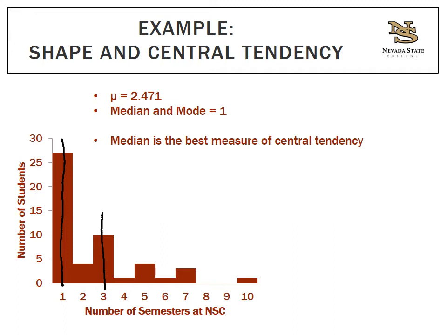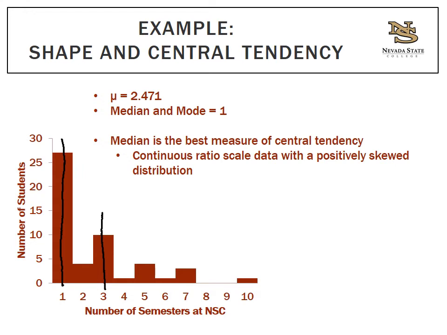Well, it's going to be the median in this case, not only because we can see it's the most accurate, but also because we're working with continuous ratio data with a positively skewed distribution. So number of semesters, that's a truly numeric value. It's ratio because you can have a true 0 point. If you said 0, you haven't been here any semesters, and you can't be here a negative number of semesters.